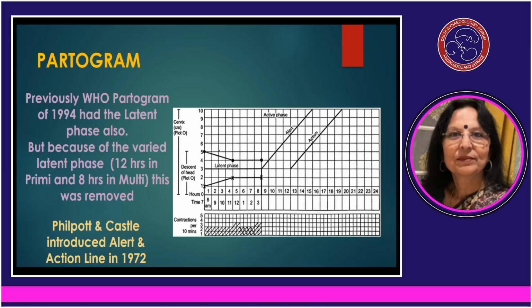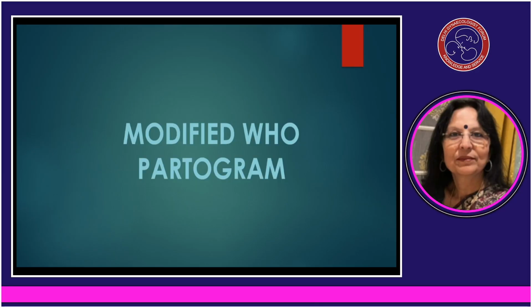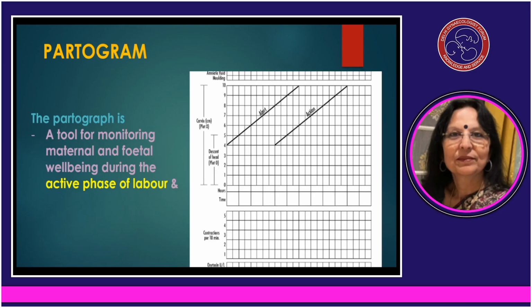And then we come up to the WHO modified partogram. Modified WHO partogram, which has an alert and an action line. And this partogram started only in the active phase of labor, when the dilatation became 4 centimeters.